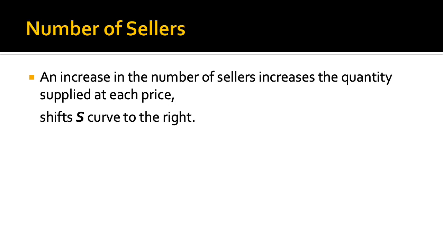The next shifter is the number of sellers. So an increase in the number of sellers increases the quantity supplied at each price. So this shifts the supply curve to the right. This is the most straightforward. More sellers, you shift the supply curve to the right and you get more output.